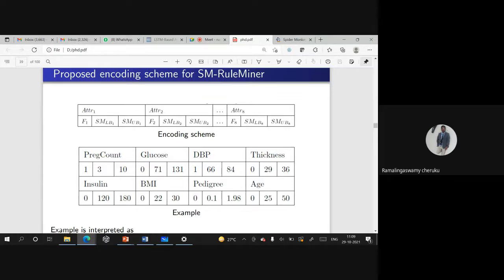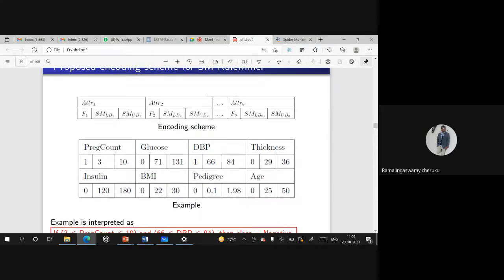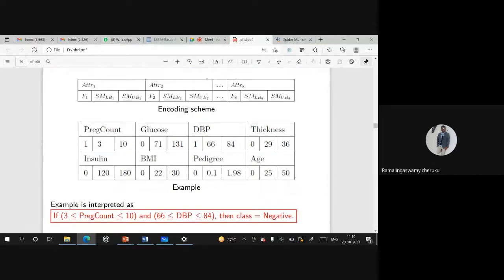According to my data set, there are a total of 8 features: pregnancy count, glucose, diastolic blood pressure, skin thickness, insulin, BMI, and pedigree, which talks about hereditary factors, and age.